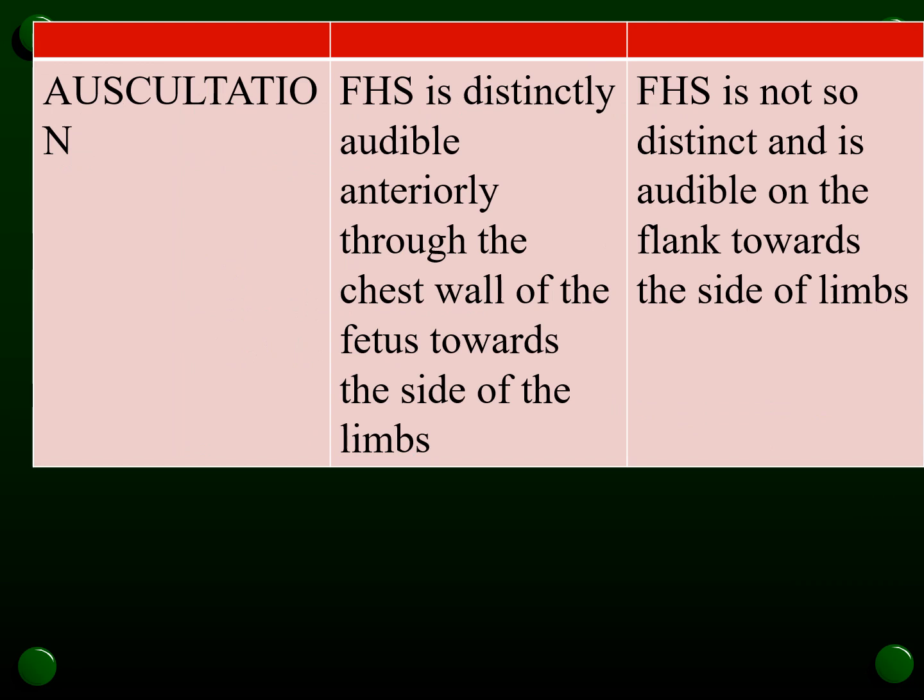And in the auscultation, FHS is distinctly audible anteriorly through the chest wall of the fetus towards the side of the limbs. And in the case of posterior position, FHS is not distinct and is audible on the flank towards the sides of the limbs.